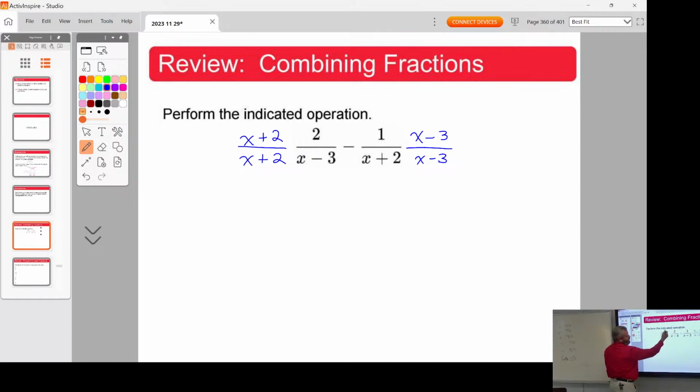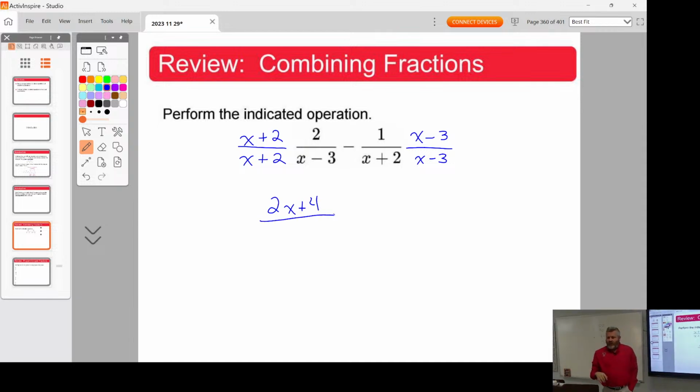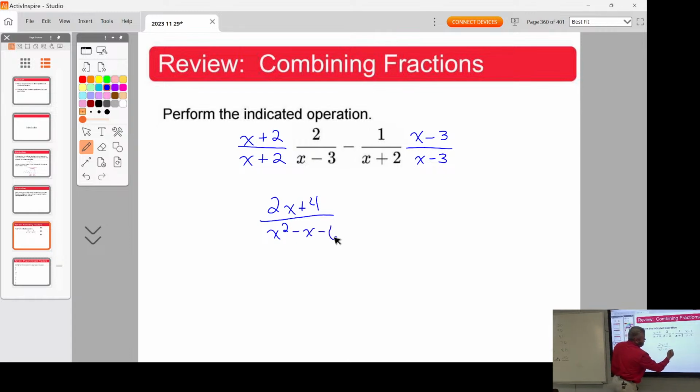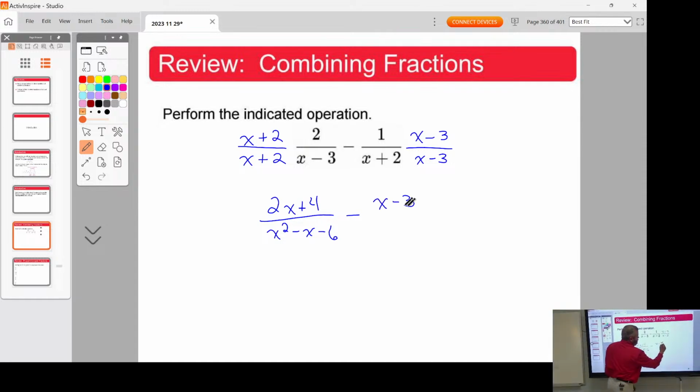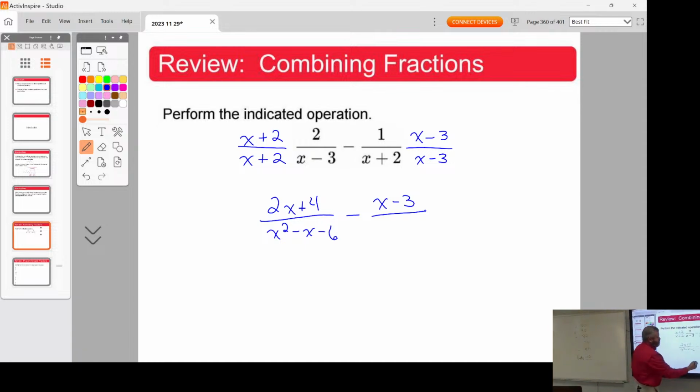So let's look at this guy here. Distribute the 2, and you get 2x plus 4. Good. Divided by, FOIL the bottom. x squared minus x minus 6. Minus, numerator, x minus 3. Denominator better be the same, right? That's why we got a common denominator.